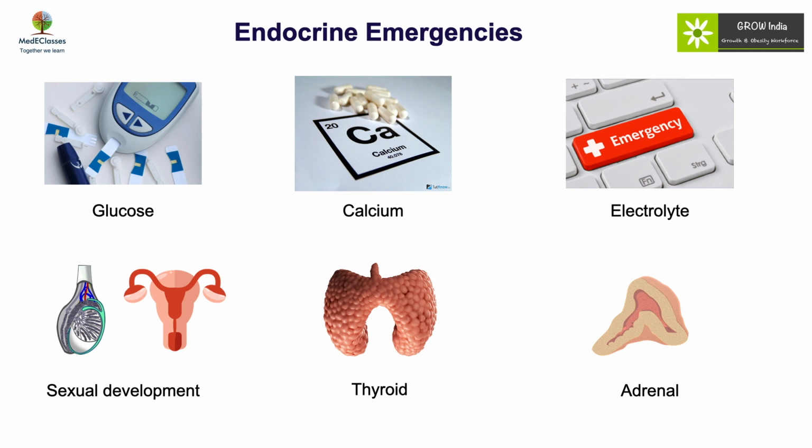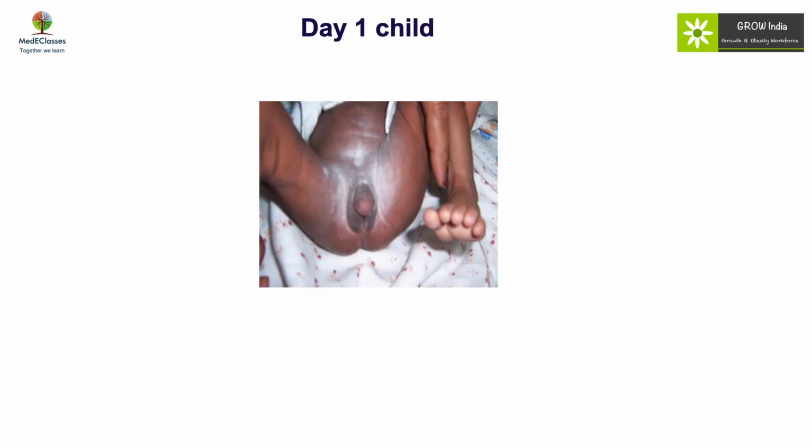Having discussed glucose, calcium and electrolytes, we'll go through quickly 3 other aspects of sexual development which may present as an emergency, both endocrine as well as social: thyroid and adrenals, and how their variations can have an impact in terms of clinical presentation. So this is a day 1-old child who presents to us with a single opening, no gonads, labial fusion, Prader 4. What should we do in that perspective?